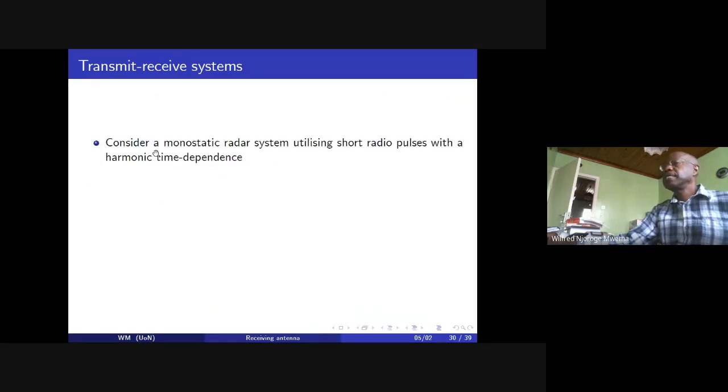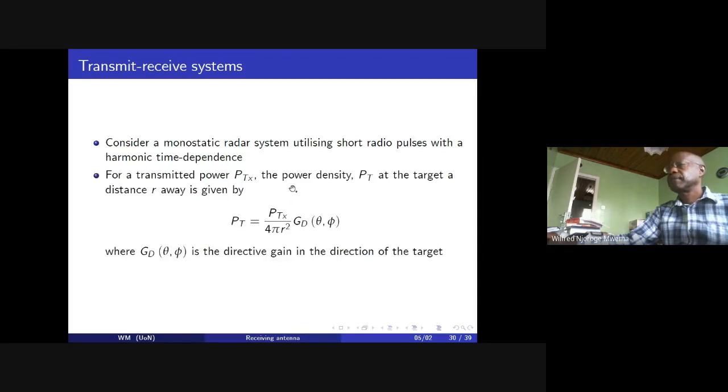So consider a monostatic radar system that is utilizing short radio pulses with a harmonic time dependence. That is, we are switching a sinusoidal generator on and off. It's what you call in digital communication systems on-off keying, or amplitude shift keying, or something like that, I think.